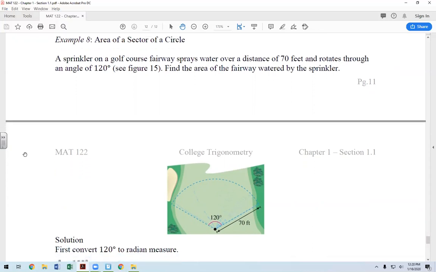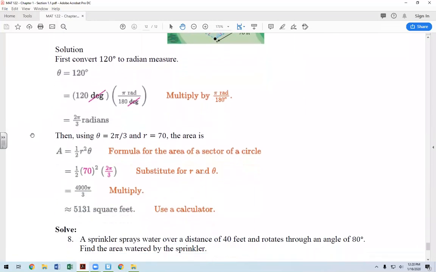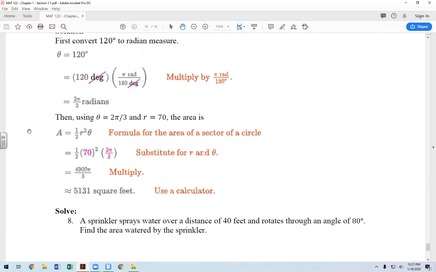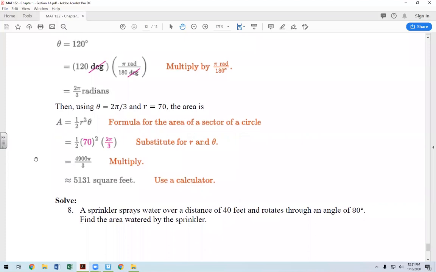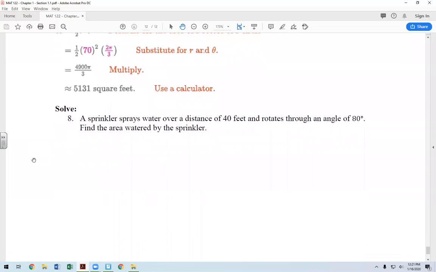So that's going to be our first step, is converting our degree into radians. And once we do that little conversion, then we're ready to put it into our area of the sector formula. 1/2 radius squared multiplied by theta. So that's our 70 feet for the radius, 2 pi over 3 from our theta value. Multiply that together. And again, we're rounding it just to a whole number. So using that same example, let's look at number, what is this, 8?